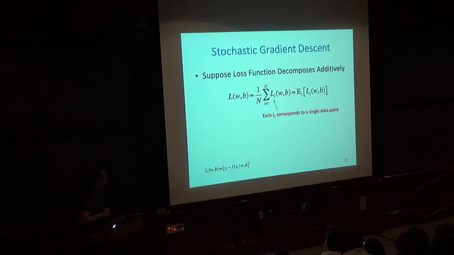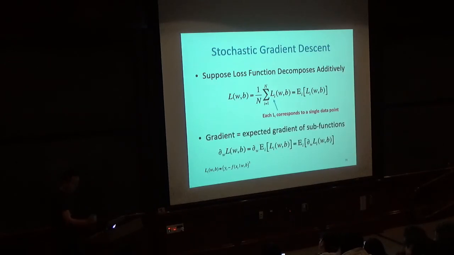But now I can view this as the expectation, right? So the loss function over my overall training data is simply the expected loss over these little additive loss functions that are added together, and each of those corresponds to a single training example. Okay, by linearity of differentiation, the gradient of the original total loss function is equal to the gradient of the expected loss, is equal to the expectation of the gradient of the individual losses.